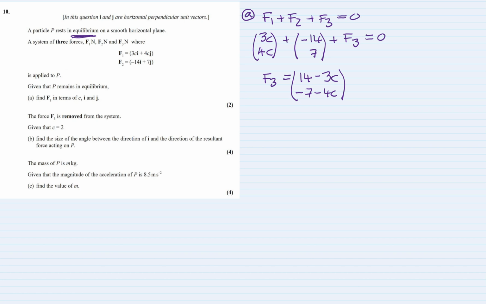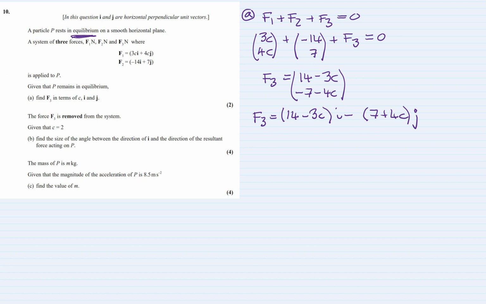And I'm going to switch that back into i and j form as it's asked for in the question. So F3 is equal to (14 - 3c)i - (7 + 4c)j. So I've just taken out that factor of minus 1 there. So that gives me my vector for F3.